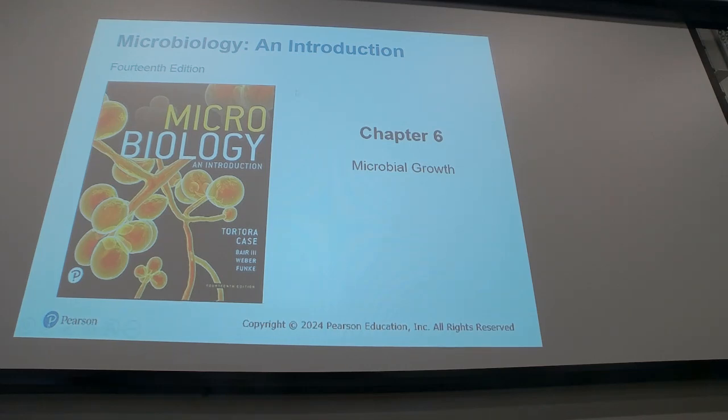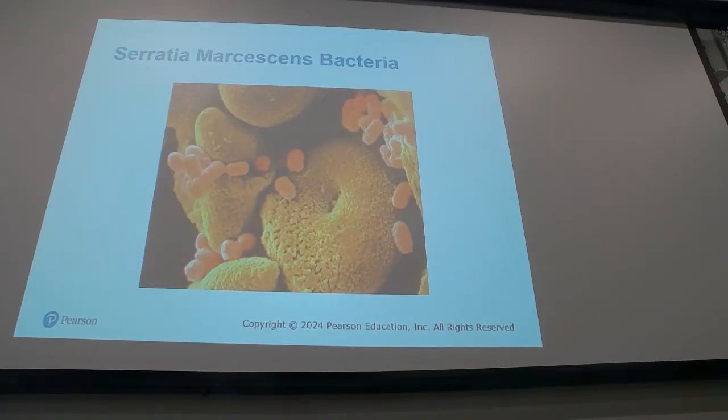Okay, so now we're going to start with chapter 6, which is about microbial growth. So, microbes in the environment, once they obtain their energy source, they use it for their catabolic reactions, anabolic reactions, and through this anabolism, they can form new cells, like in this case of this Serratia marcescens bacteria that is undergoing binary fission.